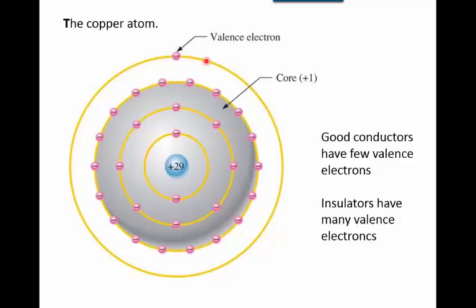This outermost shell is always called the valence shell, and how many electrons are in the valence shell is what determines whether this material is a good conductor or a good insulator. Insulators have many electrons in the outer shell, so there are lots of negative charges out here being attracted to lots of positive charges in here, and the negative charges out here are held in pretty tightly. It's more balanced in a way, you could say. So that makes a good insulator.